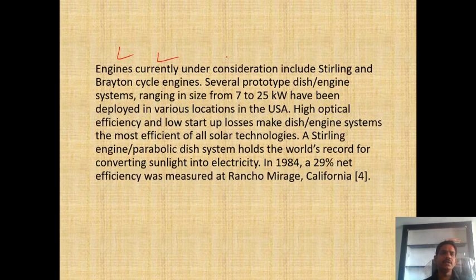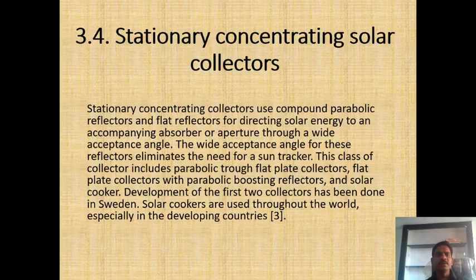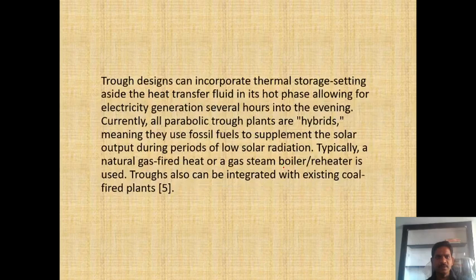Engines currently under consideration include the Stirling and Brayton cycle engines. Several prototype dish engine systems ranging in size from 7 to 25 kilowatts have been deployed in various locations in the USA. High optical efficiency and low startup loss make a dish engine system the most efficient of solar technologies. The Stirling engine parabolic dish system holds the world record for converting solar into electricity. Okay, in 1984, 29% net efficiency was measured in Rancho Mirage. So this is the simple explanation of this parabolic dish type.